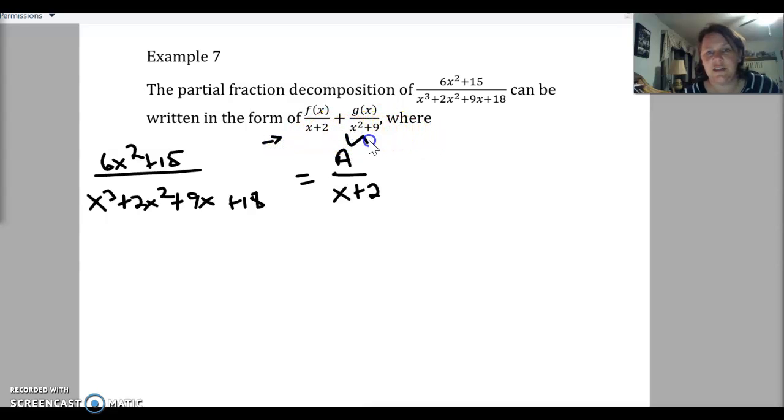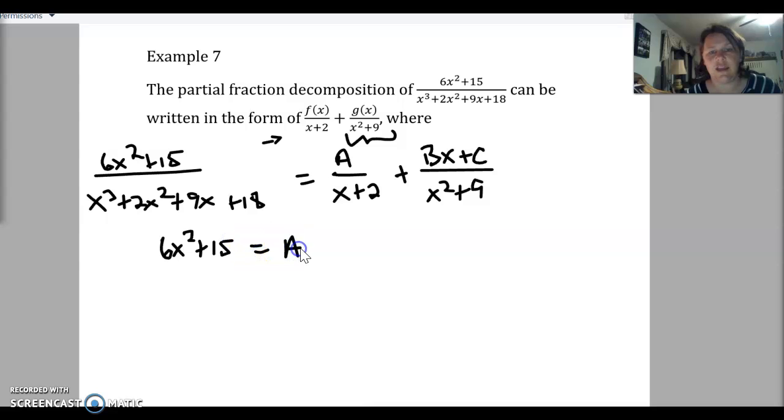But this one over here, you'll see that x squared plus 9 is a quadratic that cannot reduce. So for that one, we're going to have bx plus c, a linear factor in the numerator this time, and then x squared plus 9 in the denominator. Multiply both sides by the least common denominator. I'm going to skip quite a few steps here.